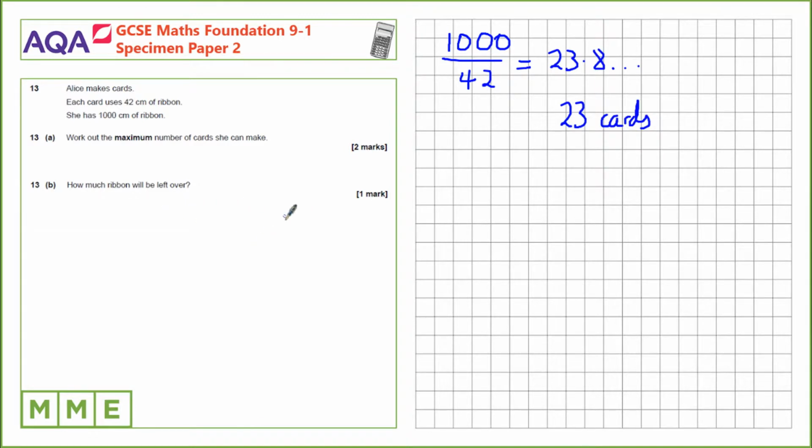For question B, how much ribbon will be left over? Well, we start with 1000 centimeters, and we need to take away 23 cards multiplied by the 42 centimeters of ribbon that takes, which leaves us with 34 centimeters of ribbon left over.